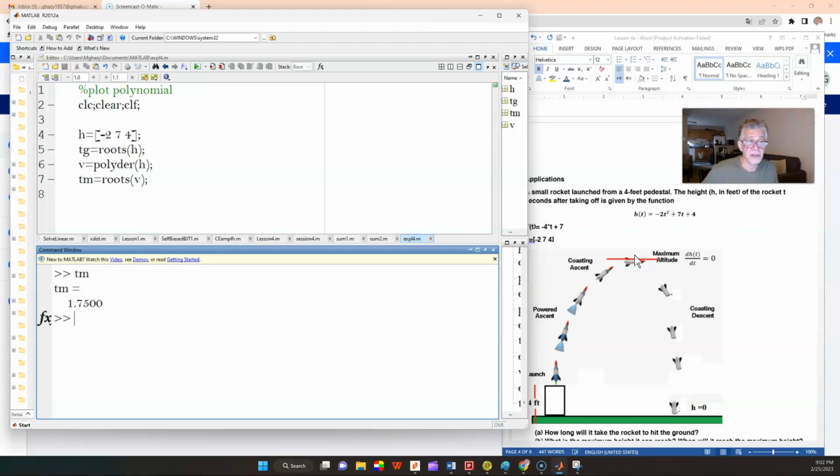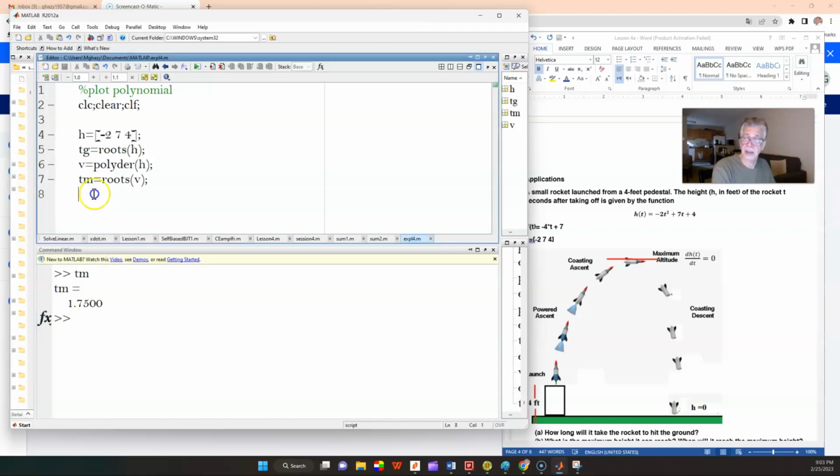H. So I have to take the value of time that I got, which is 1.75, and substitute in the equation of the height, h of t. I put t equal to 1.75. How do you find the value of h when t equals 1.75? It means evaluate the polynomial at this time. So I use polyval. Let me write it in the program so I can keep it inside the code here.